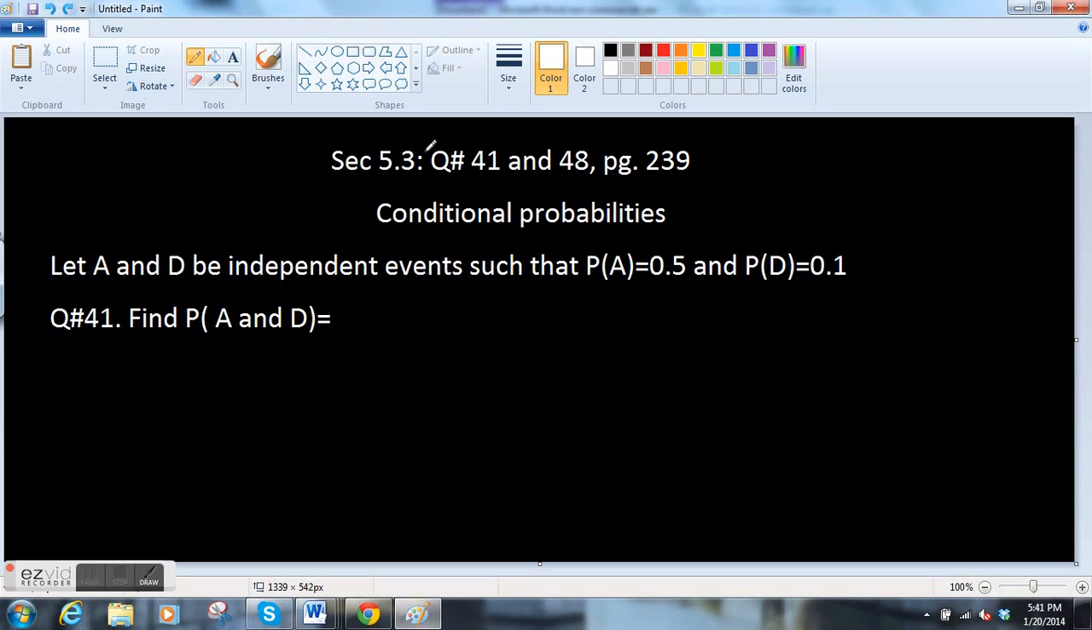Hi there, we're still on section 5.3. This is question 41 and 48 on page 239. Yep, still with conditional probabilities.